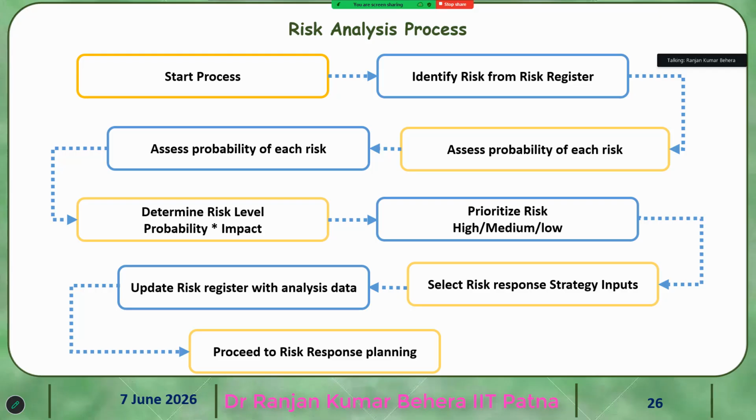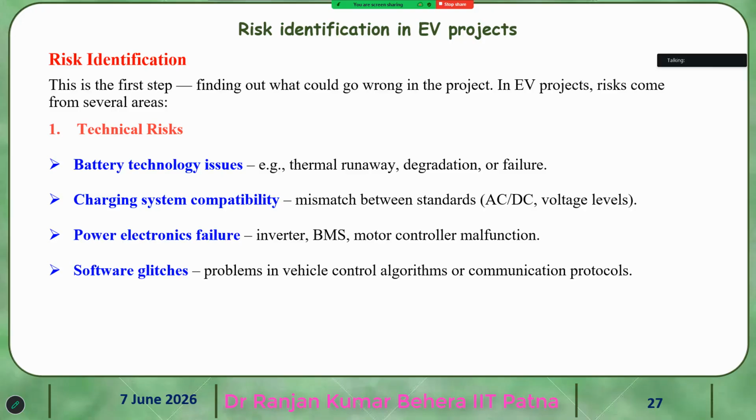The risk analysis process we have already discussed. It starts by identifying the risks from the risk register, assessing probability and impact for each risk, determining the risk level, prioritizing, updating the risk register and analysis, and then proceeding to risk response.